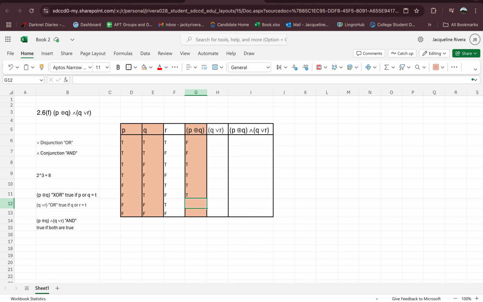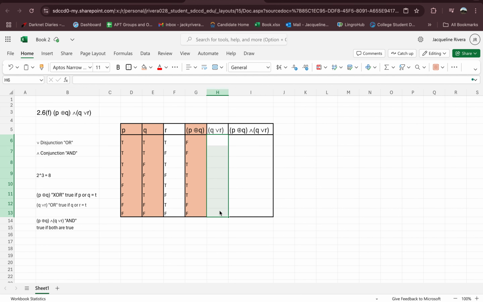and false, false. So the reason that we made these false is because it has to be one true. It cannot be both true. If both are true, it's false. And these, of course, because they're false, that means they're false here.